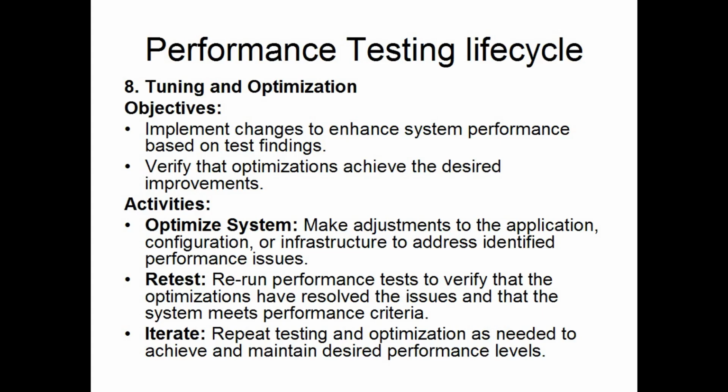The activities are optimization of the system, making adjustments to the application configuration or infrastructure to address identified performance issues; retest, rerunning performance tests to verify that the optimizations have resolved the issues and that the system meets performance criteria; and then iterate, repeating testing and optimization as needed to achieve and maintain desired performance levels.